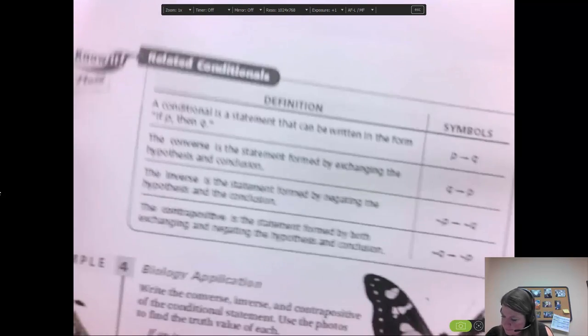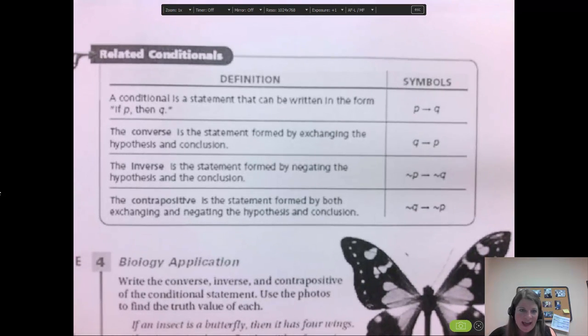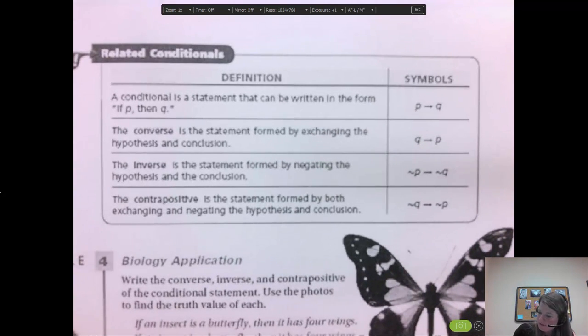Okay. They have a little butterfly down here. So let's look at some different conditionals.